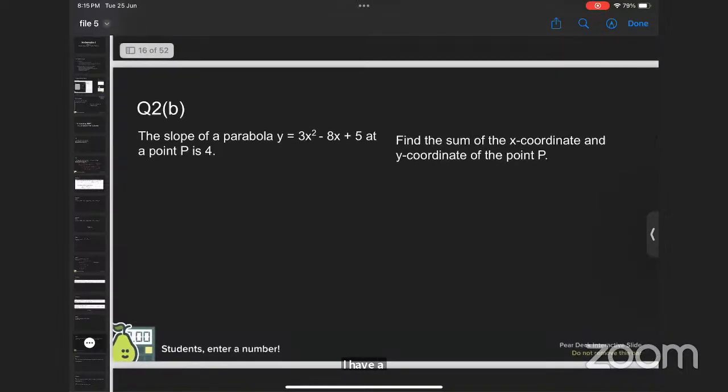Write the answer in the chat box. The question is from the week 3 assignment. The practice assignment of week 3, question number 1.